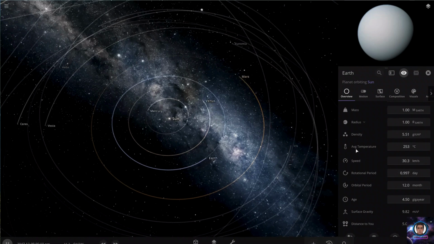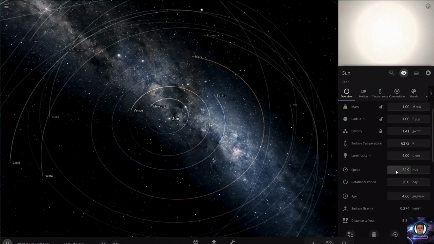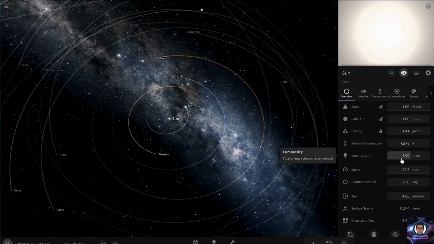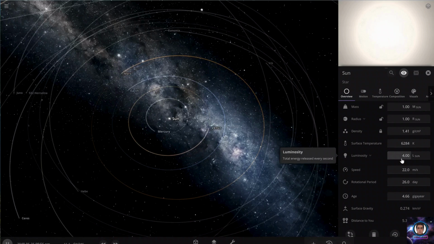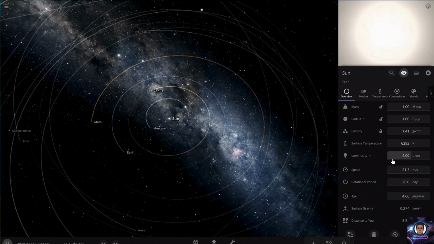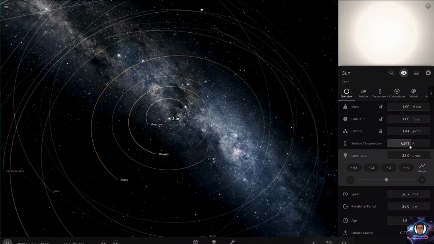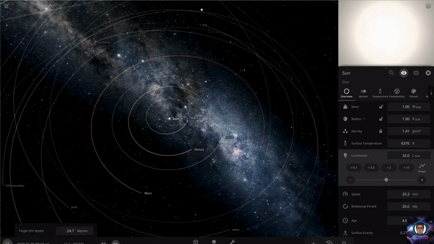You can see the average temperature of the Earth is again more than 250 centigrade. So by playing with this luminosity, we can increase or decrease the amount of light absorbed by other planets, which has a direct effect on their temperature and living situation. If I increase it faster, for example, right now this is 32 times more, you can see the surface temperature is increasing so fast.